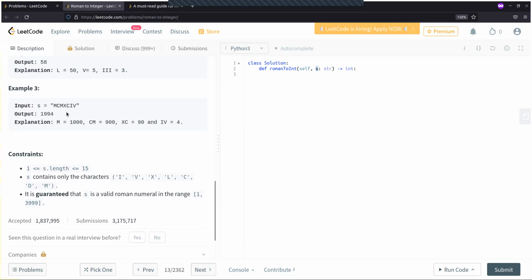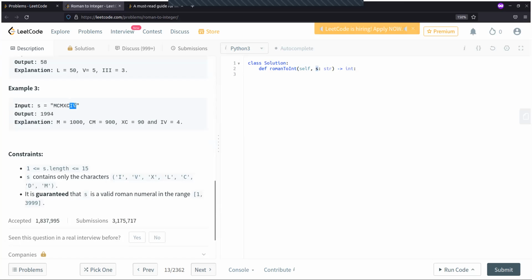MCMXCIV. So M is equal to 1000, C is equal to 100, M is equal to 1000. So what will we do? 1000 plus 100 plus 1000. Don't you think this is a little bit odd? This is a little bit odd.